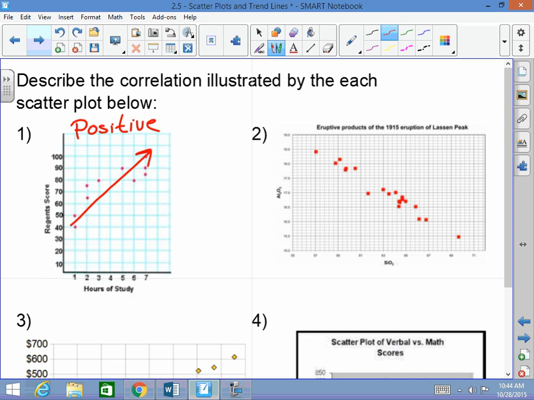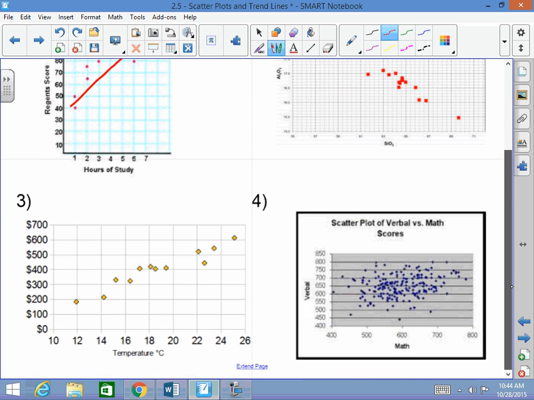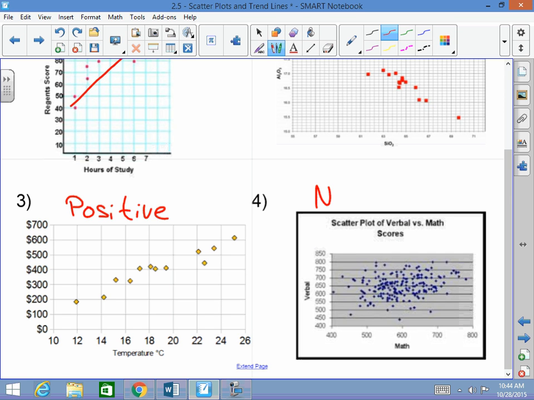How about number 2? Is that a positive, negative, or no relationship? That is a negative relationship because as one of my sets of data is increasing, the other set of data is decreasing. How about number 3? That is a positive relationship as well because as one set of data is increasing, so is the other set of data. And then number 4, what would this be? This is a no correlation.